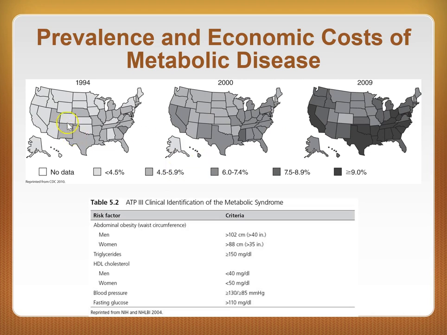The figure shows the prevalence of diabetes in the US in 1994, 2000, and 2009. The prevalence of type 2 diabetes in children and adolescents has also increased significantly in the past 10 years, which is alarming because type 2 diabetes was rarely seen previously except in middle-aged adults.